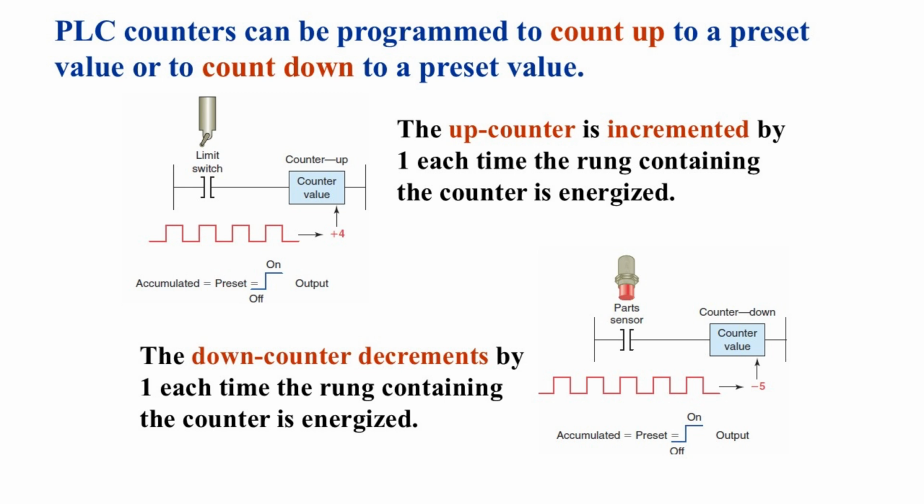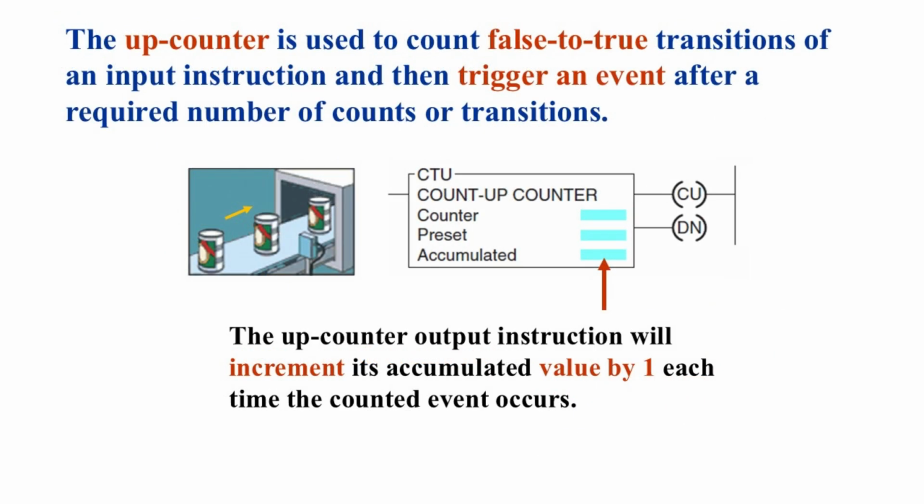The down counter works the opposite way. Each time the input rung is energized, the accumulated value decreases by 1. Down counters are useful for tracking remaining items, like parts being removed or inventory used. In both cases, the counter reacts only to signal transitions, not how long the signal stays on, ensuring each event is counted just once.